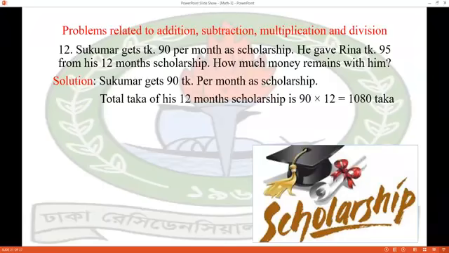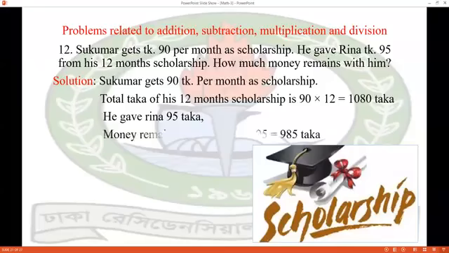So the solution: Sukumar gets 90 taka per month as a scholarship. The total taka of his 12-month scholarship is 90 multiplied by 12, equal to 1080 taka. Total 1080 taka he gets as a scholarship in 12 months. From this, he gave Rina 95 taka. So, money remaining with him.